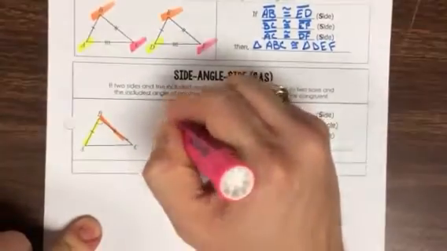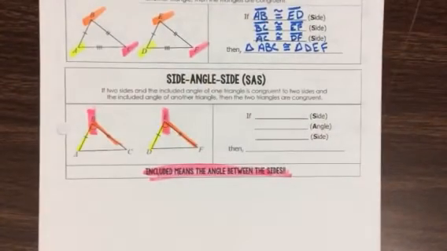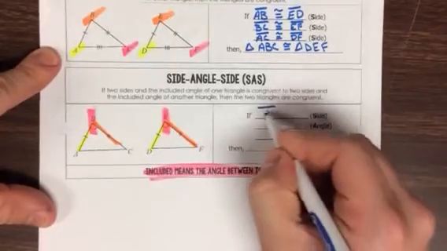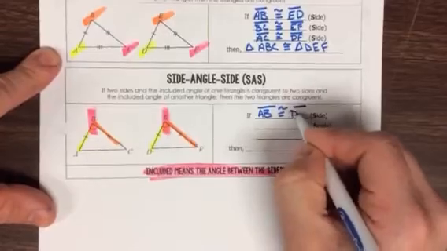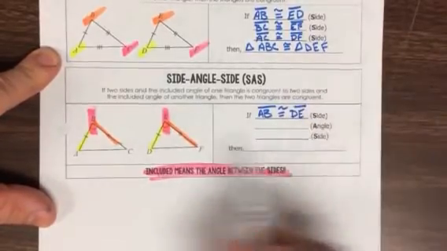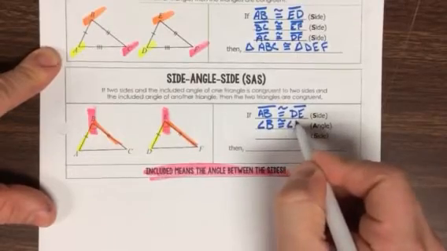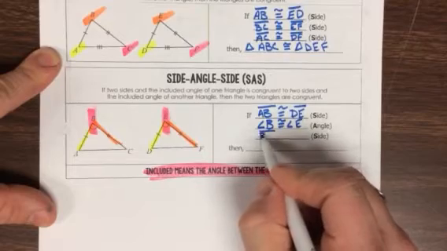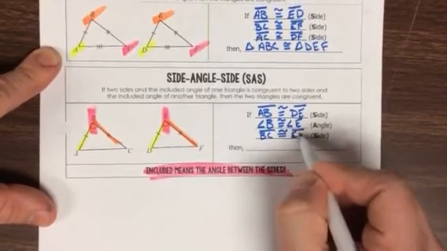Well, angle E is between the sides and it is congruent to angle B, which is also between the sides. So I can talk about this. I can say segment AB is congruent to segment DE. The angle B would be congruent to angle E, and segment BC is congruent to segment EF.